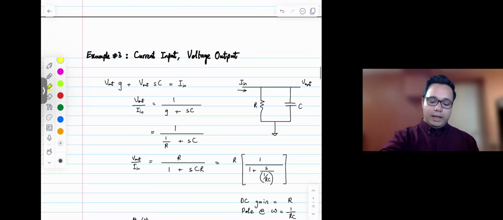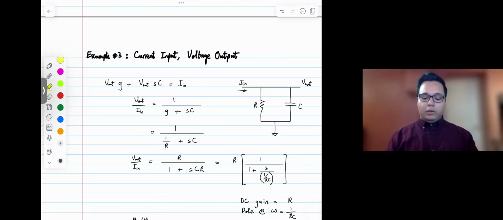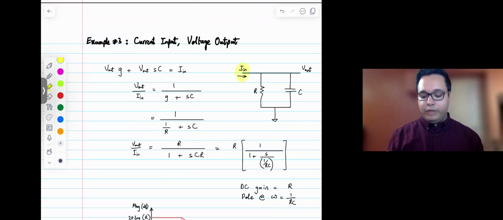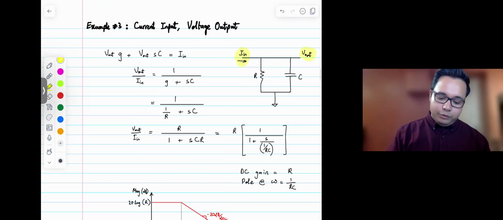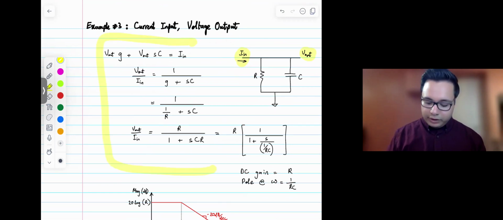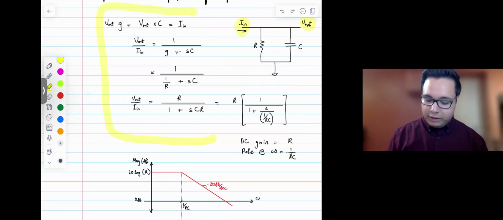All right, let's look at example 3. So here the only different thing is we have a current input and a voltage output, and this is a low-pass filter. You can derive the KCL, or you can derive the transfer function over here, whichever way you like. But at the end of the day, you will come up with this expression here.